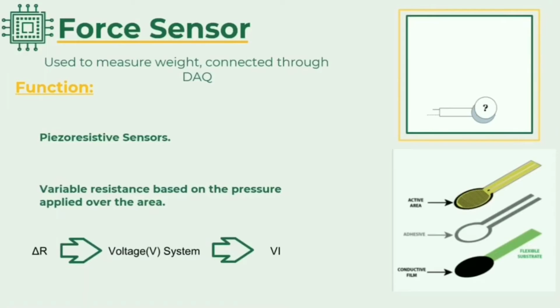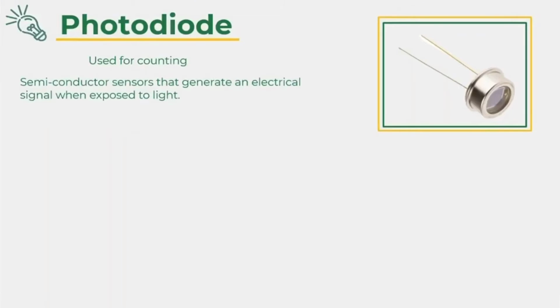It determines the applied load. Another sensor that the team originally was supposed to use is the photodiode. This sensor would be exploited for its ability to count the number of passing particles.